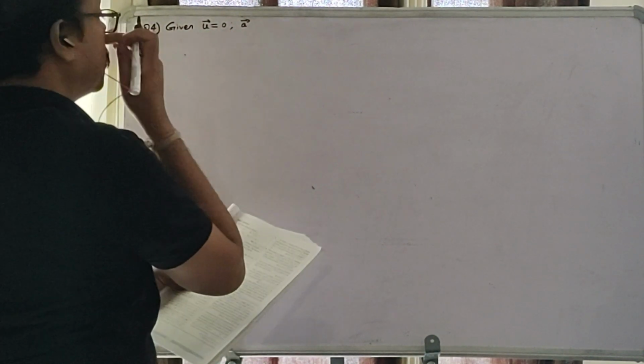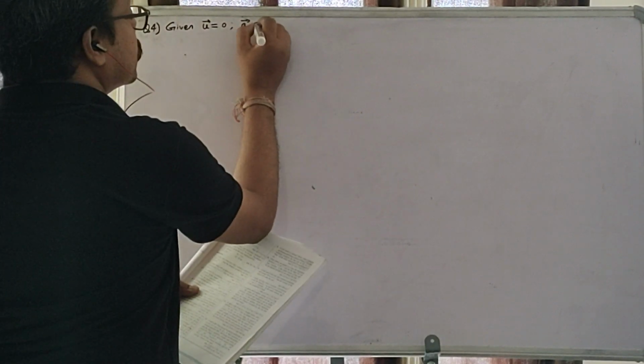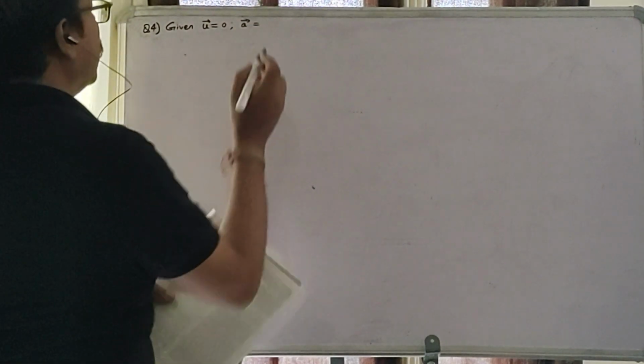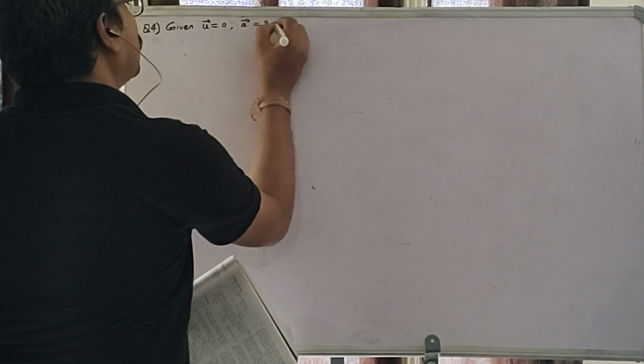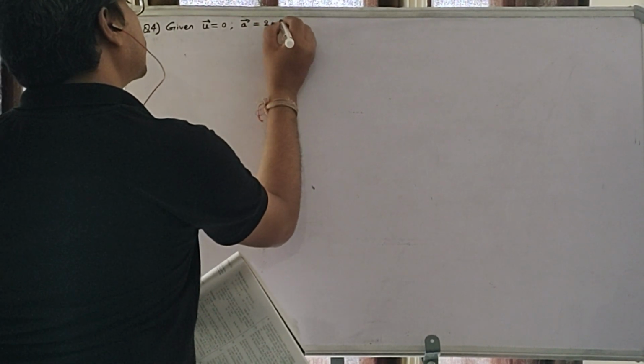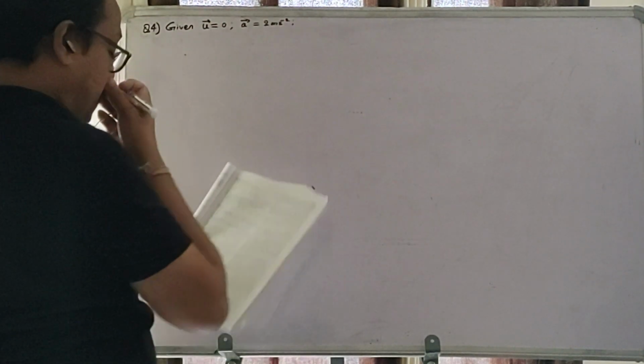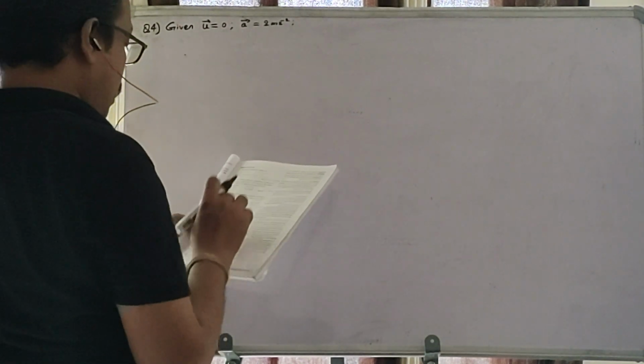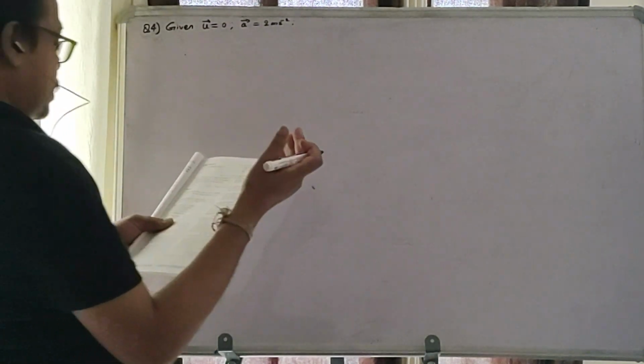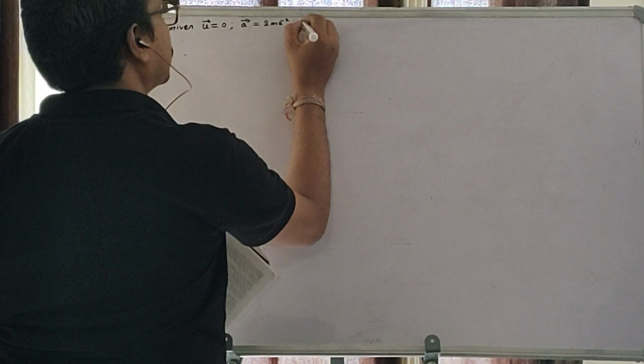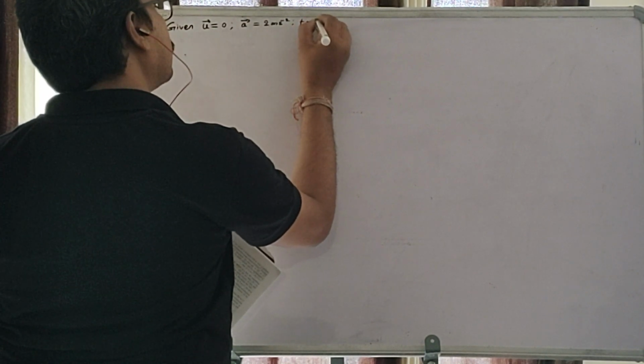Which is required for us to know. Acceleration is constant, and what is the acceleration given? 2 meter per second per second. Right. Okay. Calculate the velocity acquired and the distance traveled at t equal to 5 seconds. So they are saying that t equal to 5 seconds.